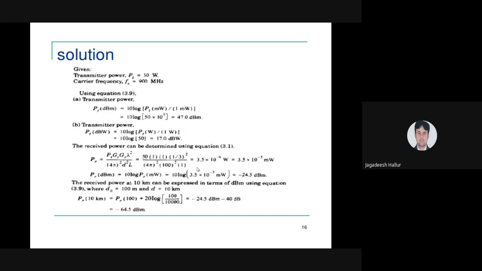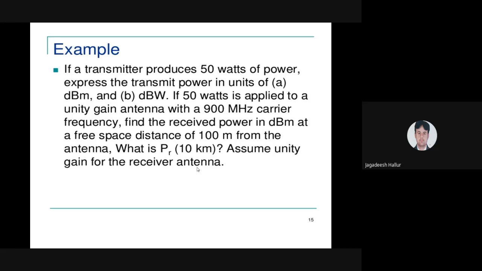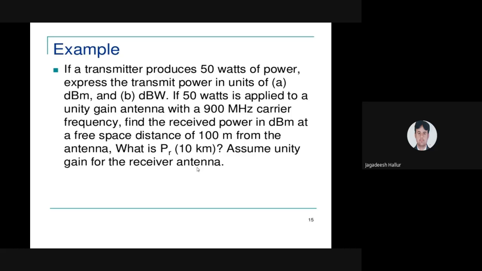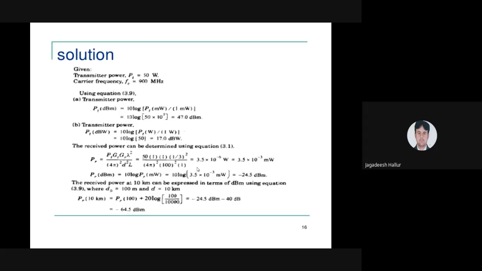And finally, he has mentioned in the question the PR at 10 kilometer, the total received power at 10 kilometer. The received power at 10 kilometer can be expressed in dBm using equation 3.9, where D naught is the initial distance. That has to be considered as the initial distance: D naught is equal to 100 meter, and D is 10 kilometer, the final distance.